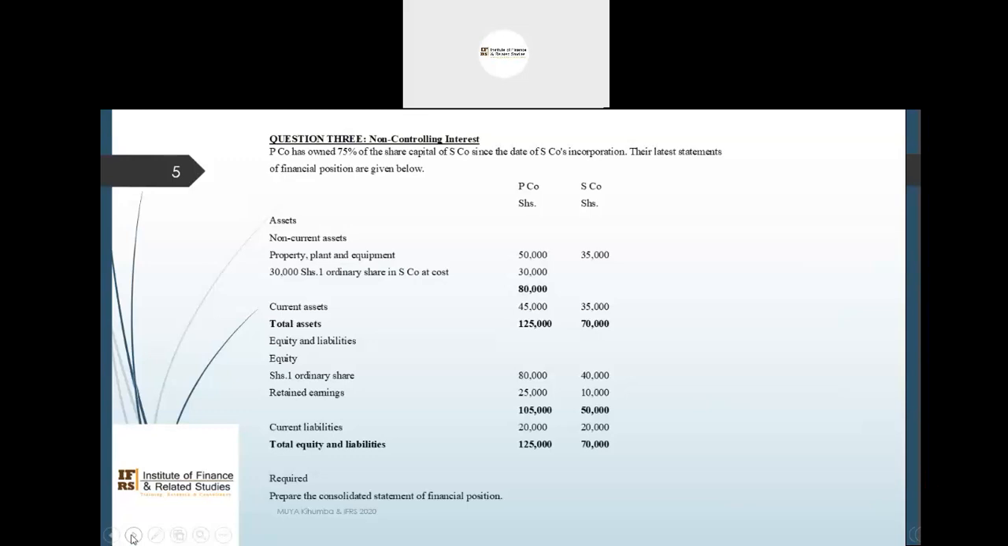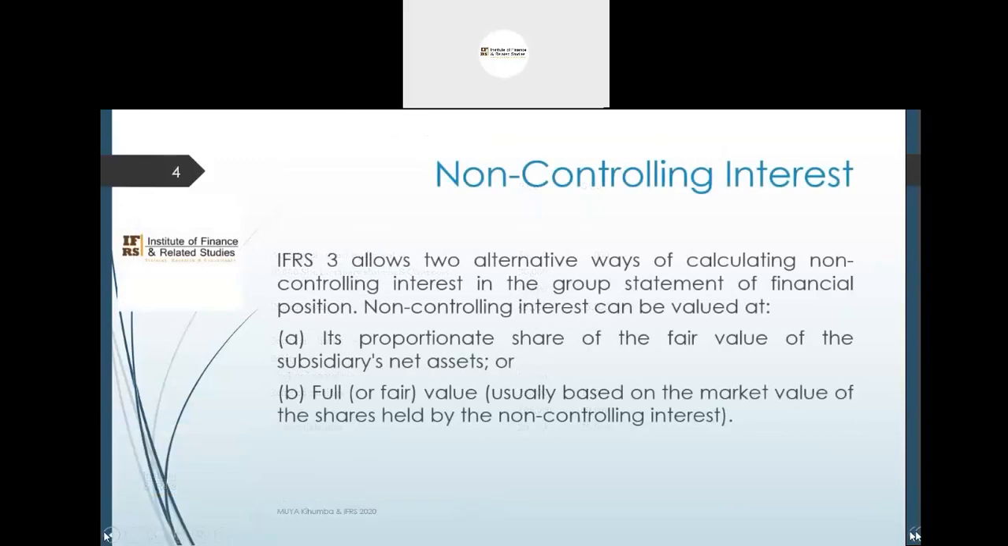You are required to know both methods, and the question will tell you which of the methods to use. If you are required to use the full or fair value method, then you'll be given the share price or told what the fair value of non-controlling interest is. You'll normally be required to use the fair value method.